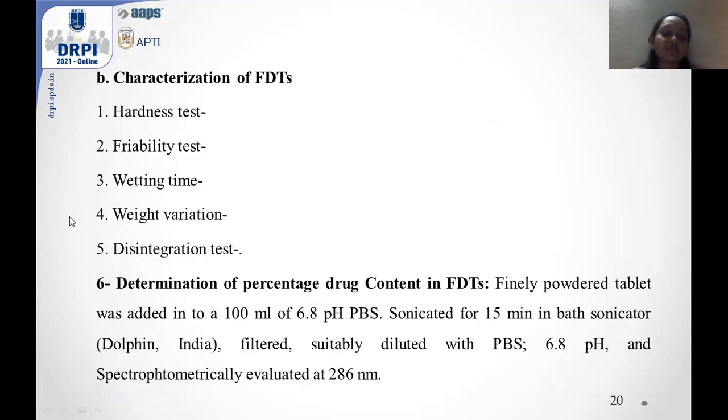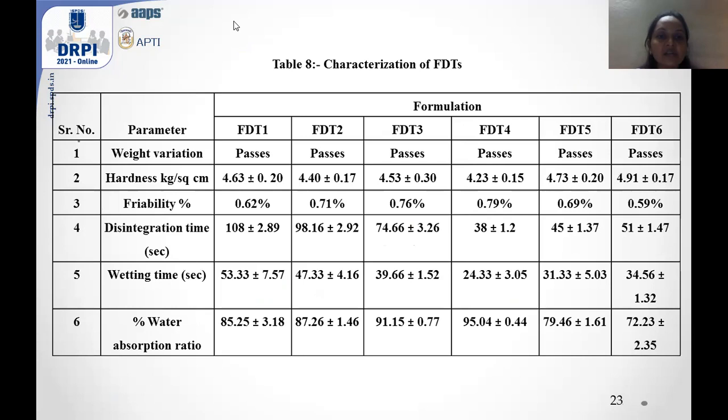After the characterization of that particular mixture, we have compressed it into the form of tablets, and then different tests were performed, like hardness test, friability test, wetting time, weight variation, disintegration test, dissolution test, etc. And this is the table of their values, where for weight variation we can see that all the formulations have passed the weight variation test. Hardness was found to be between 4.23 to 4.91. Friability percentage was also found between 0.59 to 0.76.